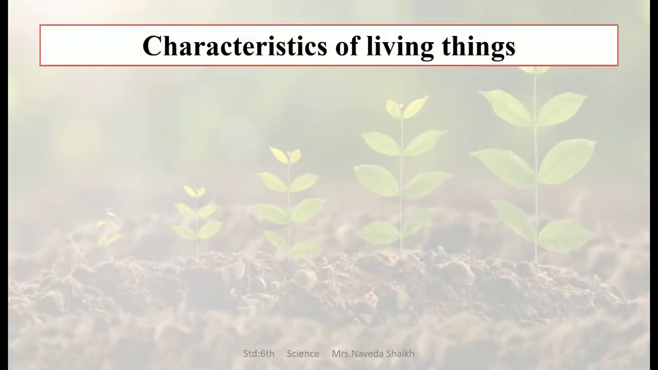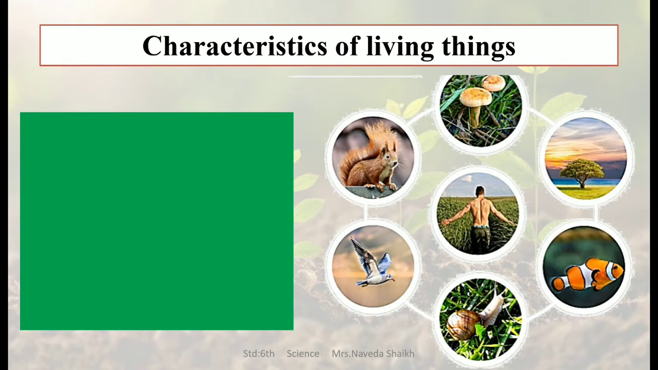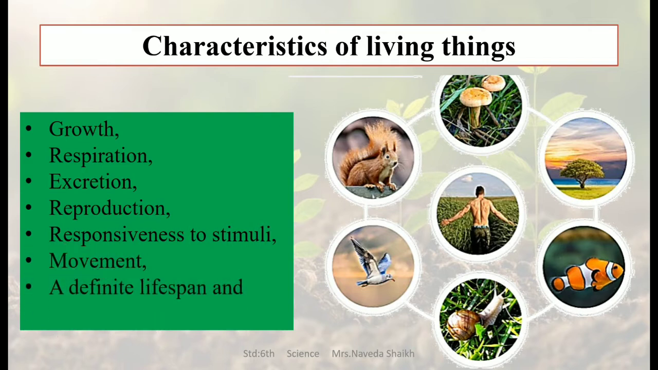Let's see a few characteristics of living things that we are going to study. Among living things you have animals, birds, insects, fish, trees, and human beings like us. All these things show certain features which are called characteristics of living things. The first thing is growth. Then you have respiration, excretion, reproduction, responsiveness to stimuli, movement, a definite lifespan, and a cellular structure. These are a few characteristics of living things that we will be learning in this chapter.